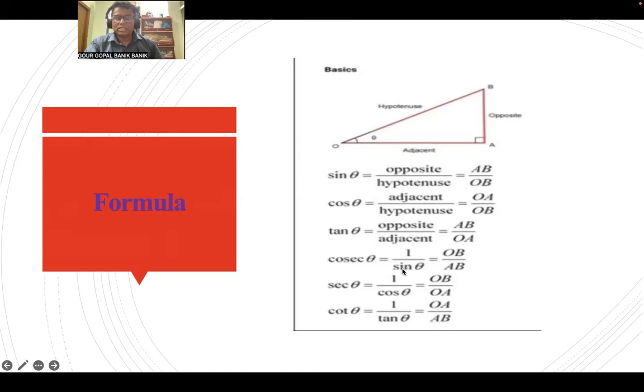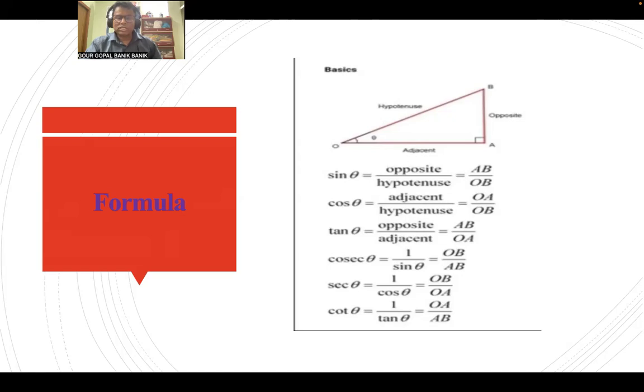If you know the value of sin theta, you can find cosec theta. Whatever is the value of sin theta, cosec theta will be 1 by that. Suppose sin theta is 30, then cosec theta will be 1 by 30. See, 1 by sin. Similarly, cos theta, its opposite is sec theta.